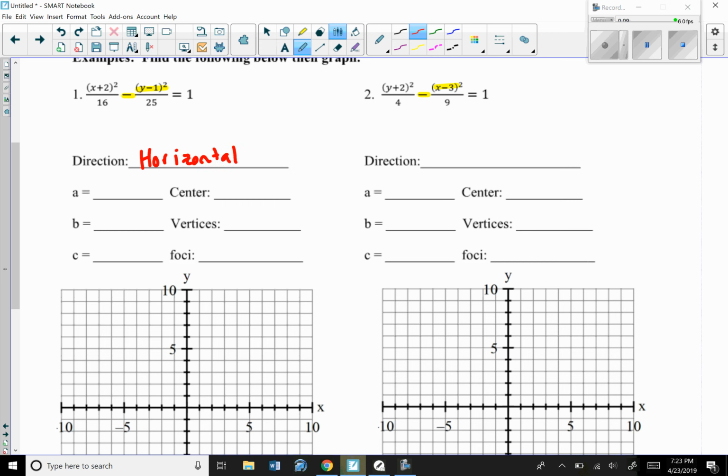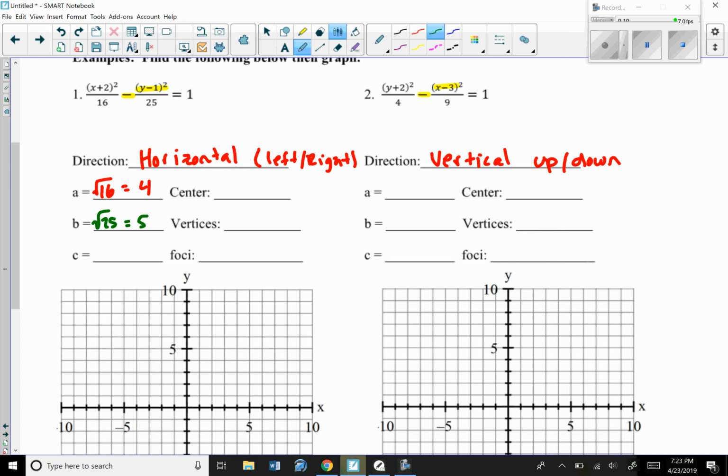So the direction opens is left or right. And for this one, this is going to be a vertical hyperbola, and it's going to open up and down. So a in this case is underneath the x, so the square root of a squared is the square root of 16, because remember that this is a squared, so that gives us 4. Underneath the y is b squared, so the square root of 25 gives us b, which is 5.